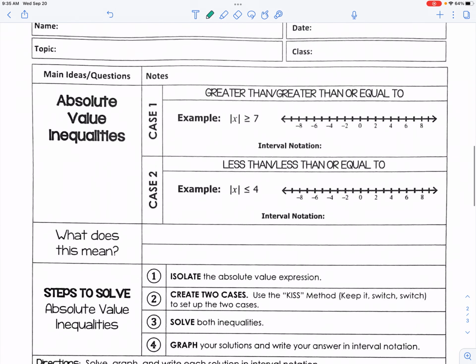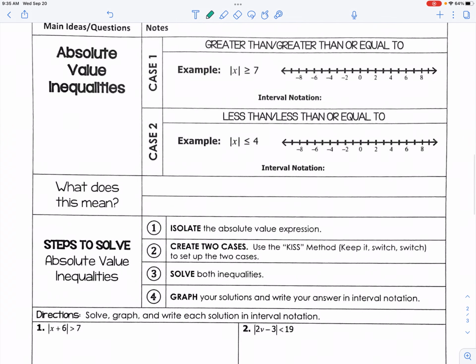So when we're looking at absolute value inequalities, we have 2 cases here. We have when we're looking at greater than or equal to absolute values, and then we have less than and less than or equal to. So just like before, remember that we have 2 cases. We have one when we keep it the same, x and then 7, and one when we switch the other side. Well, if we keep it and then we switch, we negate or we make the other side of the inequality negative, we also have to flip that symbol.